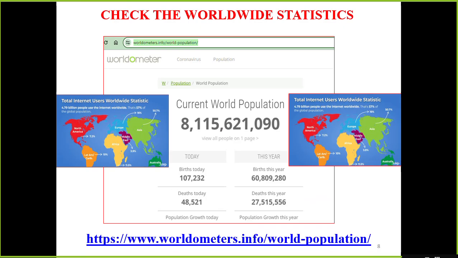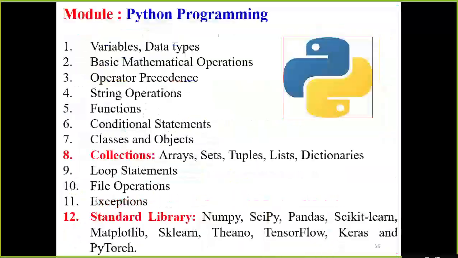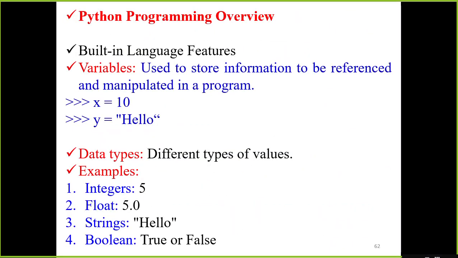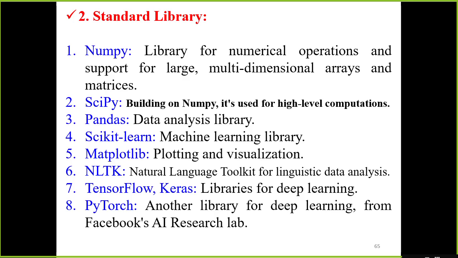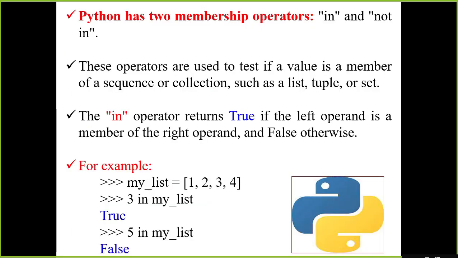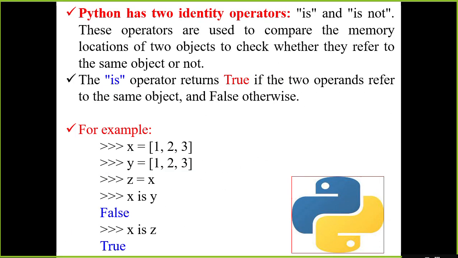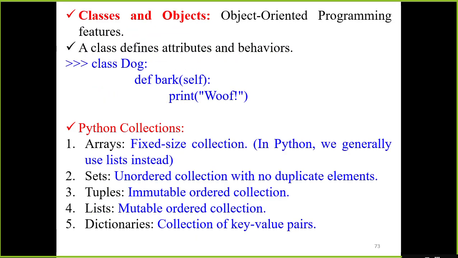We have done three continuous lectures of Python programming so far, and we have done the basic part of Python programming. We completed basic programs in the interactive shell as well as the scripting way. There are various standard libraries we are using in Python programming. We have completed various basic Python operators, two membership operators and two identity operators. The next concept is classes and objects.